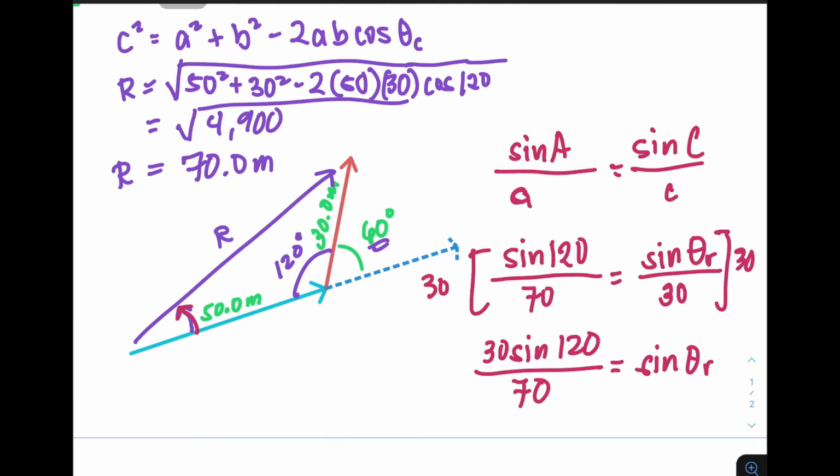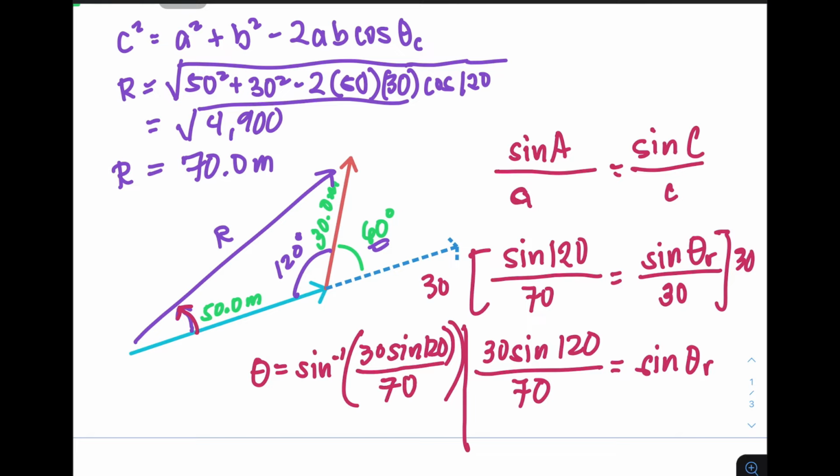Convert that into arc sine. So our angle will then be equal to arc sine of 30 sine 120 over 70. If we solve for that, it will be equal to 21.78 degrees. Since we're using three significant figures, that would be 21.8 degrees.